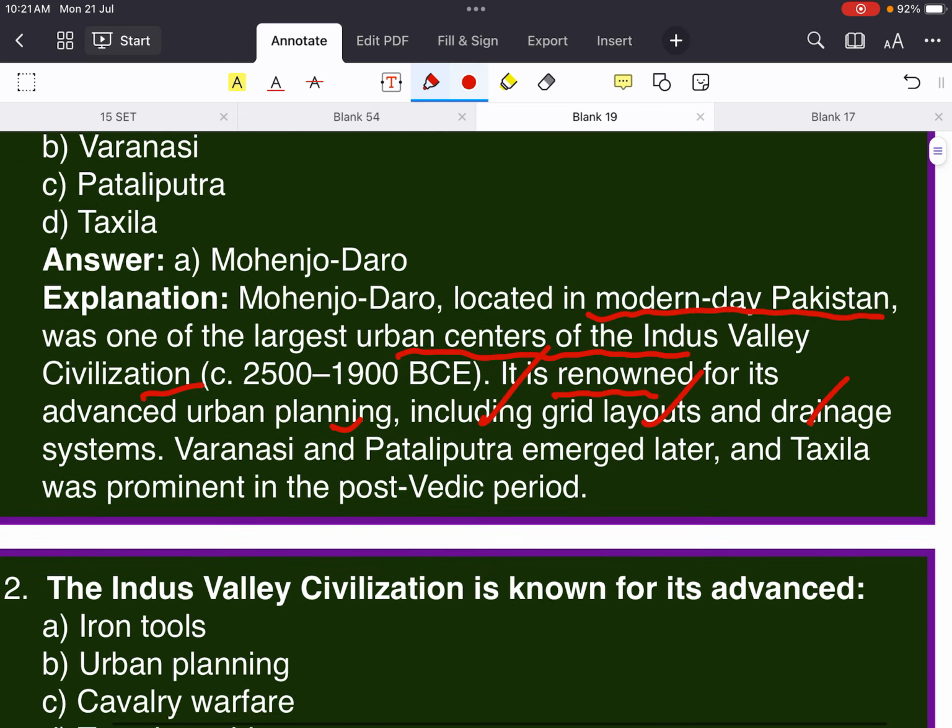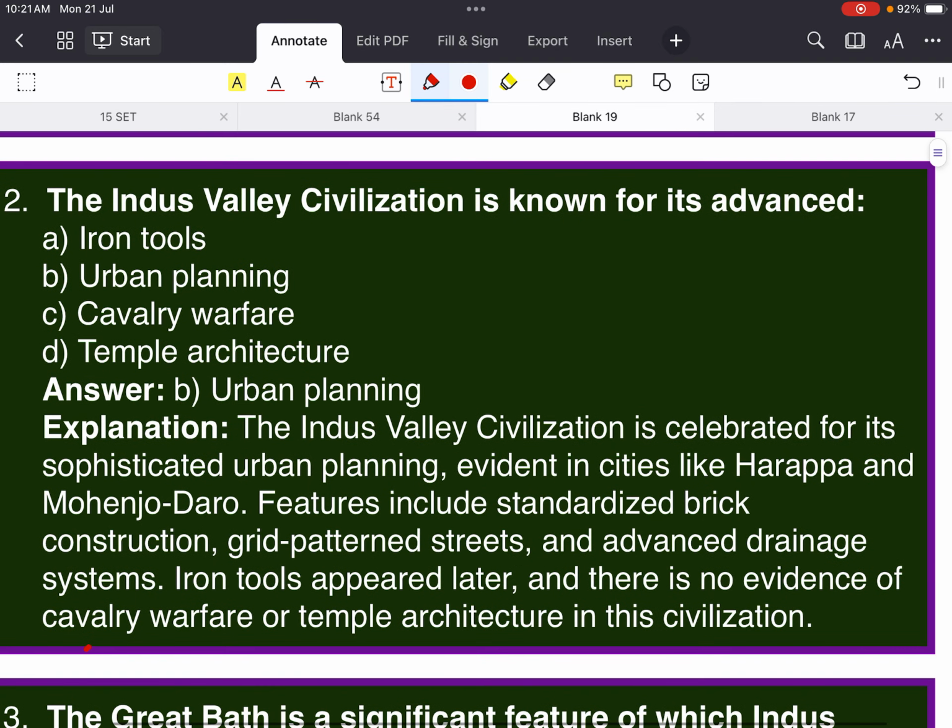Okay, next, question number 2. The Indus Valley civilization is known for its advanced urban planning. Option B is the correct answer. The Indus Valley civilization is celebrated for its sophisticated urban planning. How? They used standardized bricks for house construction, grid pattern streets, and an advanced drainage system.